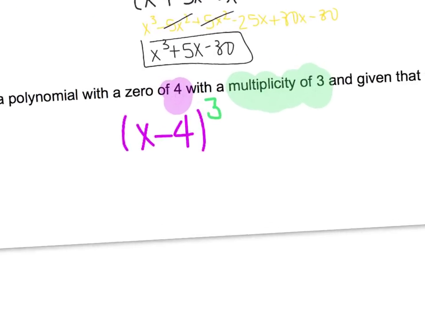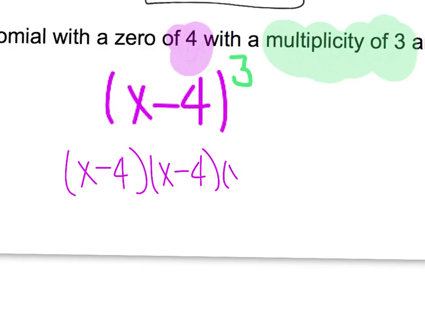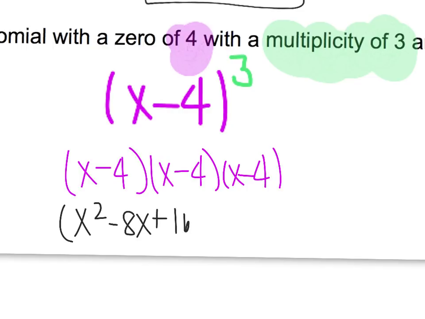So this is really (x - 4)^3, which would be the same thing as (x - 4)(x - 4)(x - 4). And that's what I need to FOIL. So (x - 4) times (x - 4) here would give me x^2 - 8x + 16. I need to multiply that by (x - 4).